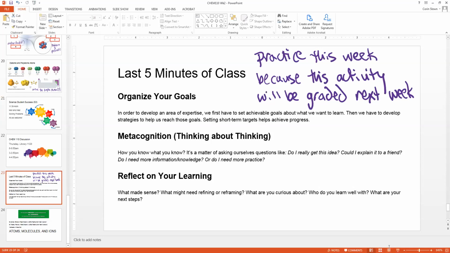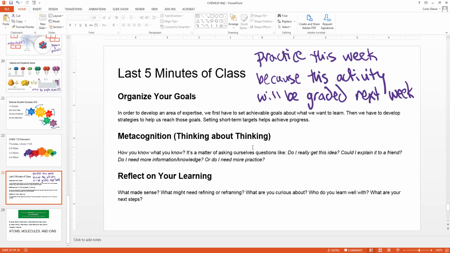In order to develop your knowledge or an area of expertise, we have to set achievable goals. Then we have to think about how you're going to meet those goals. When we set short-term targets, that helps us achieve progress. So for example, if you're thinking about dimensional analysis, you might want to set a goal around dimensional analysis.